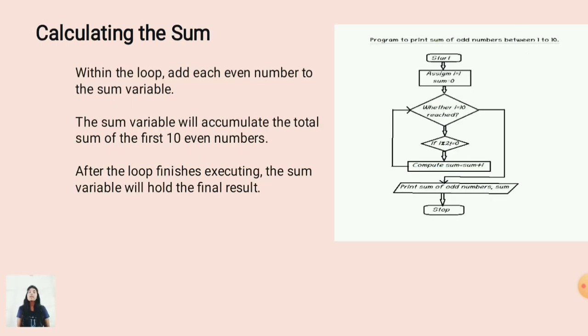Calculating the sum. Within the loop, add each even number to the sum variable. The sum variable will accumulate the total sum of the first 10 even numbers. After the loop finishes executing, the sum variable will hold the final result.